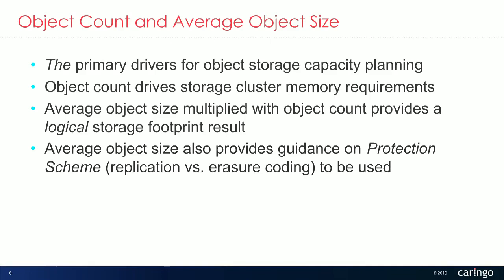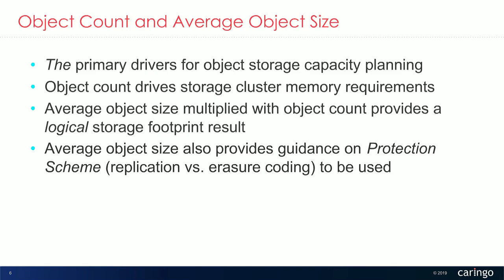So let's dive into that first one, which is the object count and average object size. I call these the primary drivers for object storage capacity planning. If you don't really have a handle on this, you're just kind of guessing, whether it's a greenfield deployment or whether you've been in place for a while and have been putting data in the system. If you can't track the trends that are going on with object count and object size, you're going to have a rough time with capacity planning.